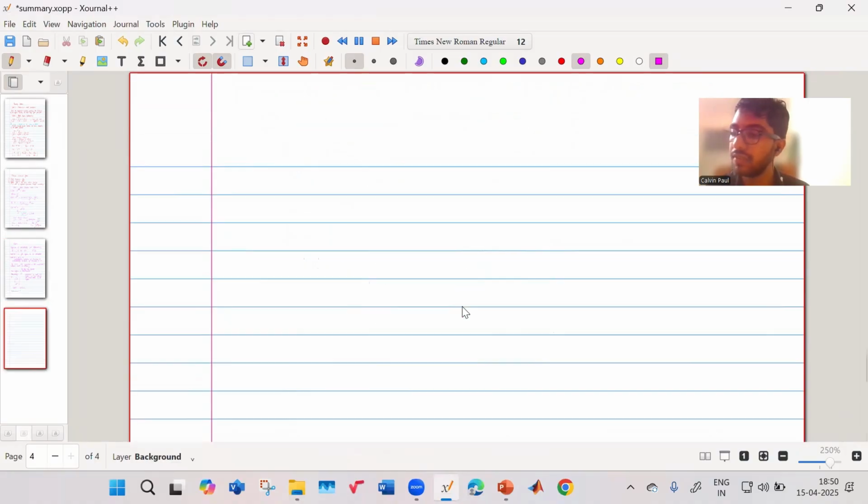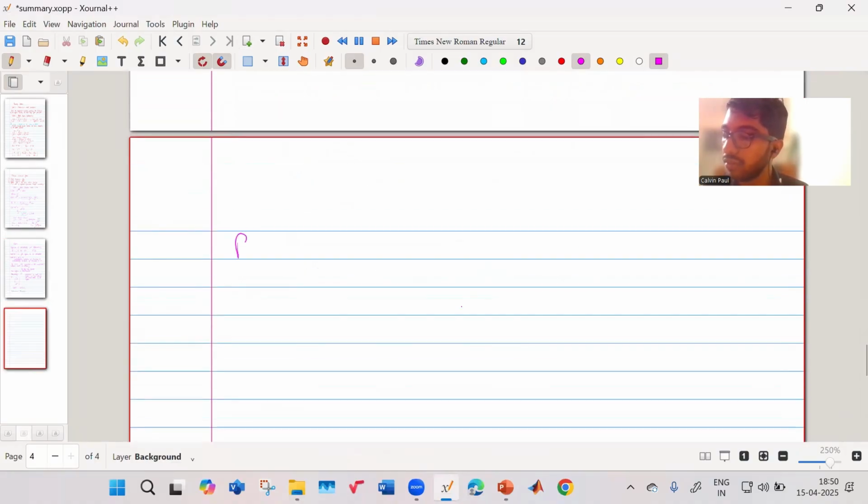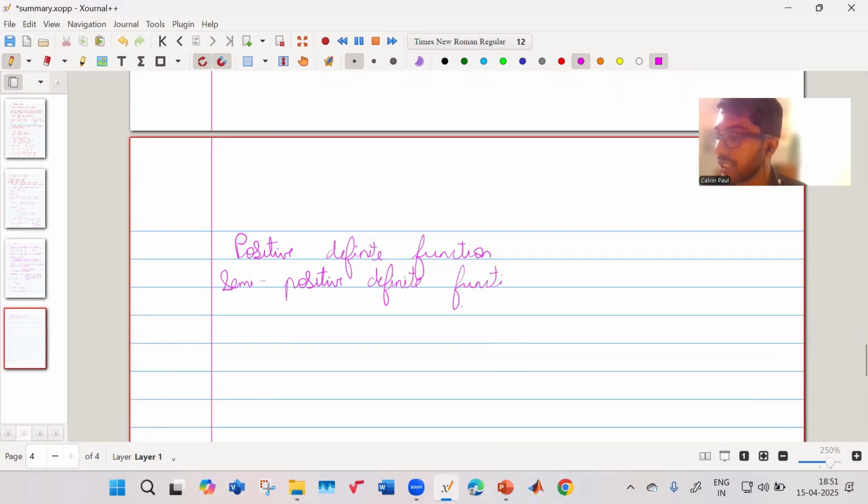One is the positive definite function. You have to know what a positive definite function is, what a semi-positive definite function is, what a negative definite function is, and so on. Then, what are quadratic forms?